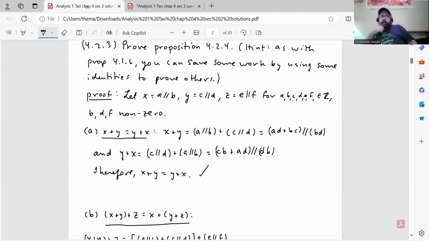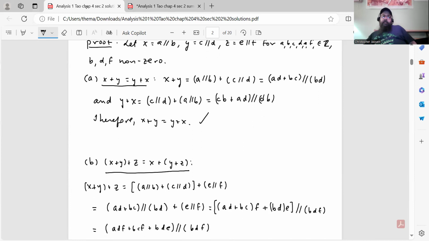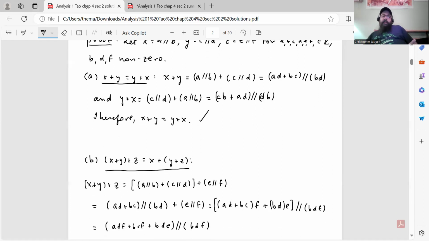Let X be A/B, Y be C/D, Z equal E/F for integers A, B, C, D, E, F, BDF non-zero. Then addition is commutative, which we can show just by taking X plus Y and using the definition of how we defined addition of those equivalence classes, and you look at Y plus X and use the definition of what it means to add those equivalence classes, then you get that X plus Y equals Y plus X. It just follows directly from the definition, and also equality of integers.